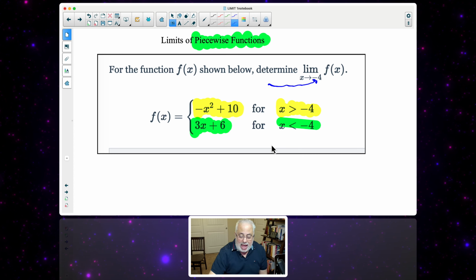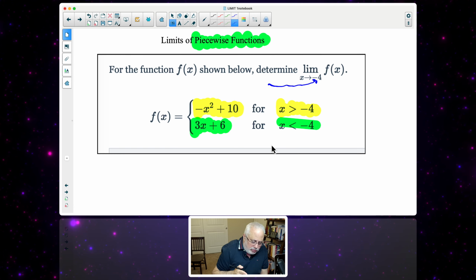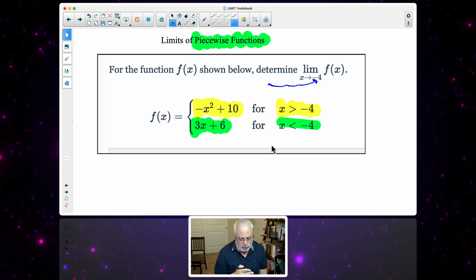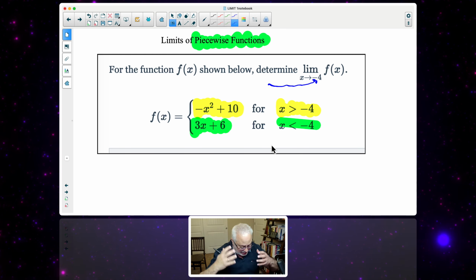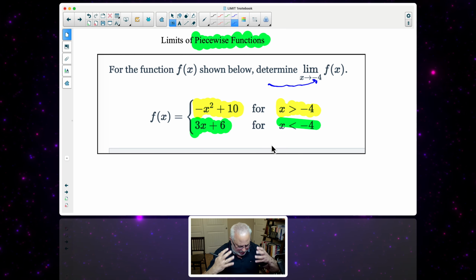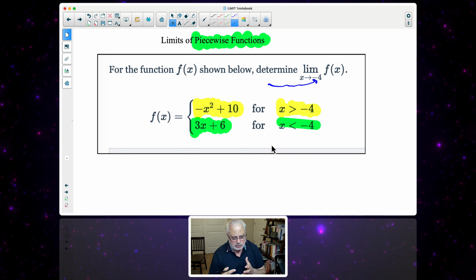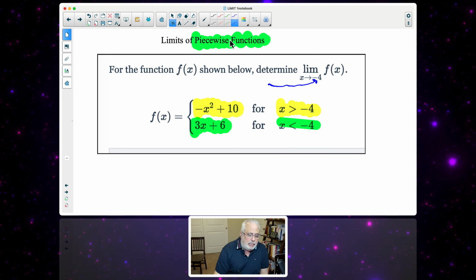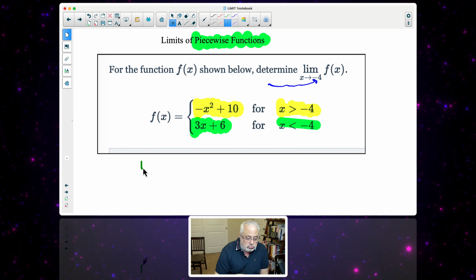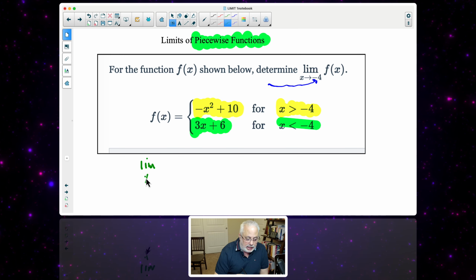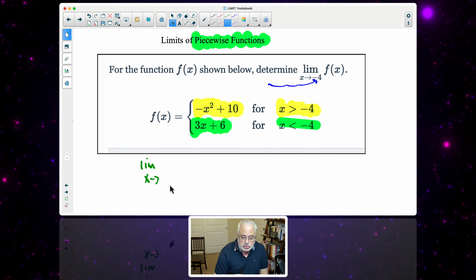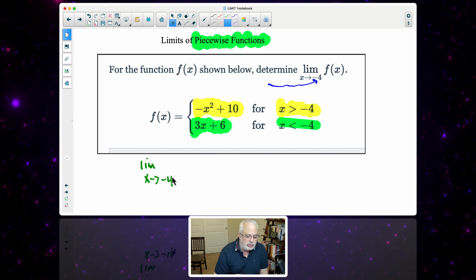What I like is what happens to the right of -4 and from the left of -4. And I have that information. And with that graphing idea, I can move that graphing perspective to algebra. So let me find the limit when the x is approaching -4 from the left.